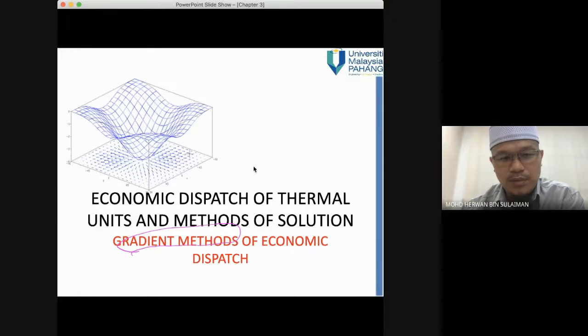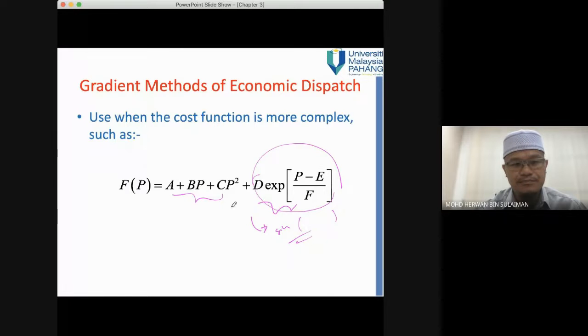kita dah tengok lambda iteration methods. Now we move to gradient methods. So gradient methods basically can be used when the cost function is more complex, such as we have a plus bp plus cp square plus d exponential p minus e divided by f. Okay, so that one depend on the equation lah.